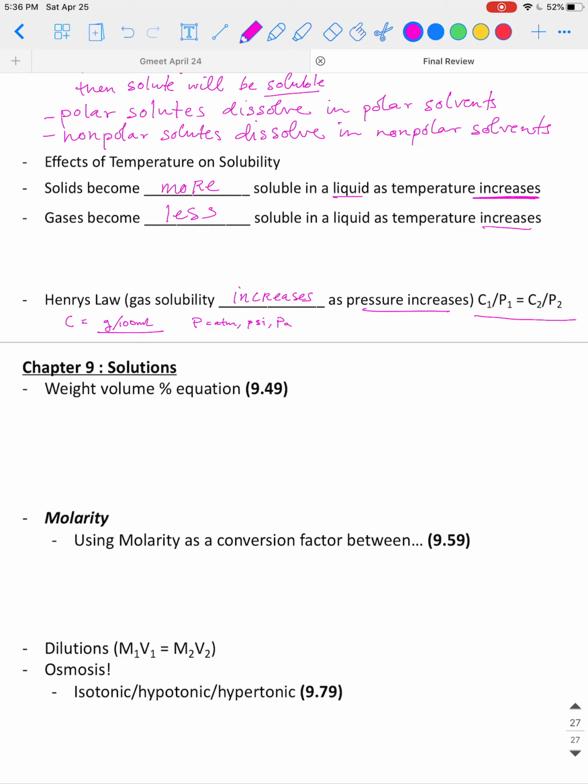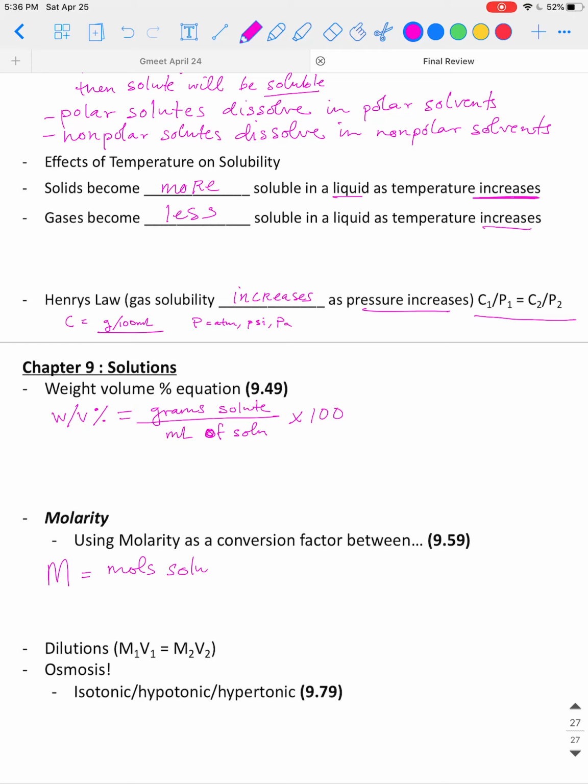Determining concentration of a solution, the amount of solute in a given amount of solvent, that is a concentration. So the first equation we had there was a weight volume percent equation, which just says that weight volume percent equals the grams of solute divided by, key here, milliliters of solution. However much solution you have total, just make sure it's in milliliters, and then times 100, okay, because we want to turn it to a percent. Great practice problem, 9.49.